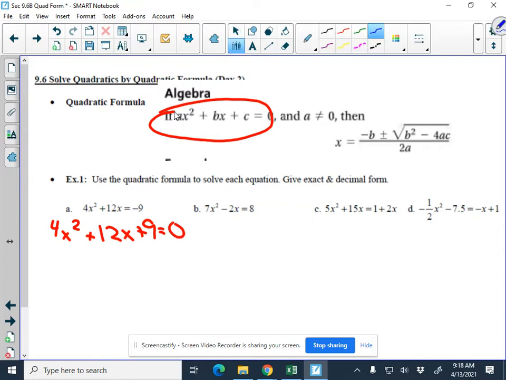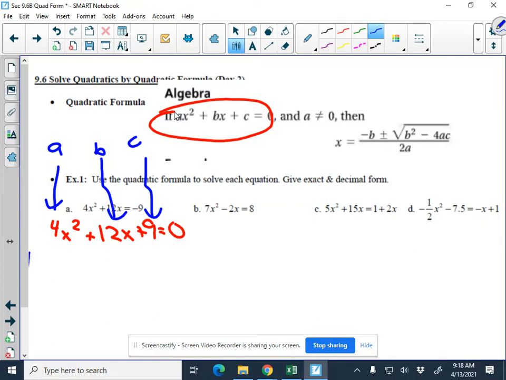Now, I need to be able to identify a, b, and c. If you look at it, we've already done this in the past before. a is 4, b is 12, c is 9. Now, yesterday we learned to use this function a little bit. We learned to reduce it, but now we have to put these things in.